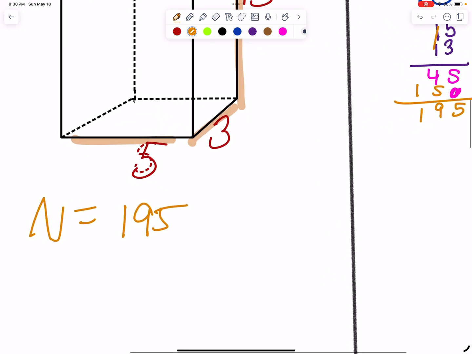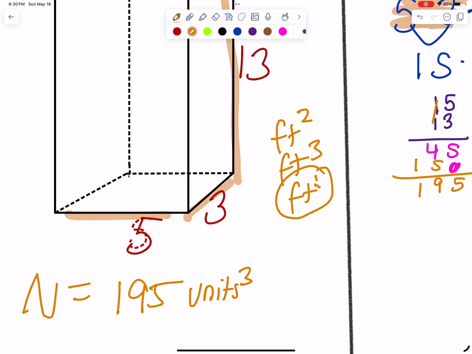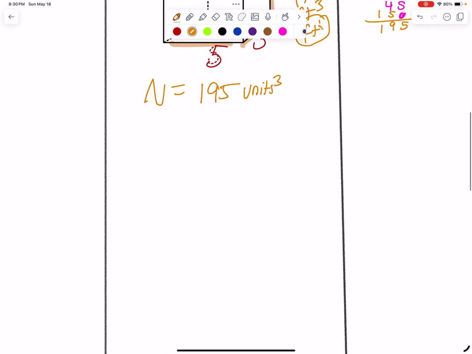When they don't give you the exact units, you literally just put units. And volume is cubed. So let's say we have feet. Area would be squared. Volume will be cubed. Perimeter or circumference is just one. Okay? All right, now let's do something a little bit more fun.